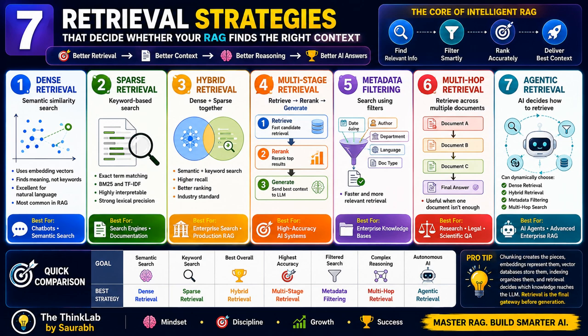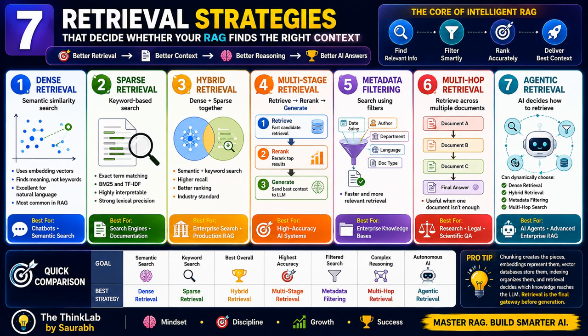Now we are moving to strategy 7, agentic retrieval. Finally, we have agentic retrieval. This is the last one, and it is one of the newest and most advanced retrieval strategies. Instead of following a fixed rule, an AI agent decides how to retrieve the information. For one question it may use dense retrieval, for another question it may use hybrid retrieval. Sometimes it can use metadata filtering, and sometimes it performs multi-hop retrieval. The AI chooses the best strategy automatically, which makes retrieval more intelligent and adaptive. Agentic retrieval is becoming the future of enterprise AI and autonomous AI agents.